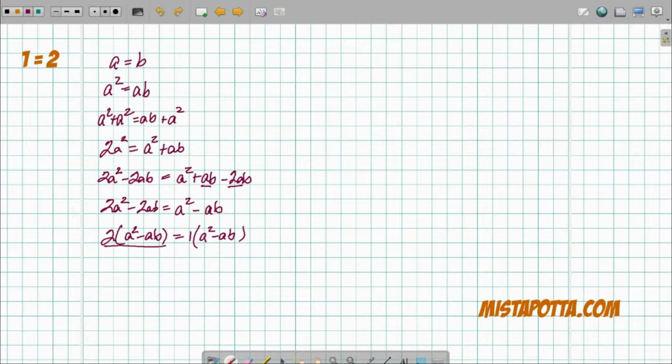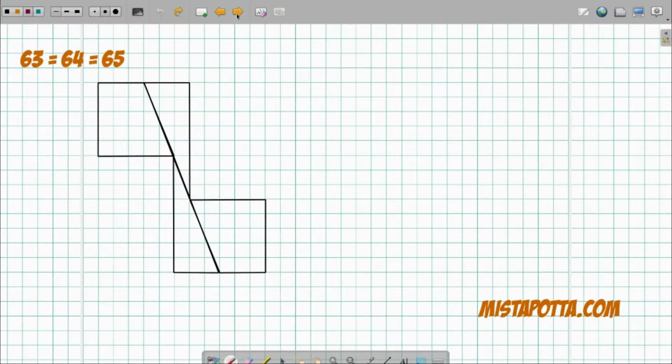And then I can divide both sides by A squared minus AB. Of course, if I divide this side, those will divide out, leaving me with a 2. And on this side, when I divide, I'm left with a 1. So I proved that 2 equals 1. Of course, once you've proven that 2 equals 1, you really can prove almost anything.